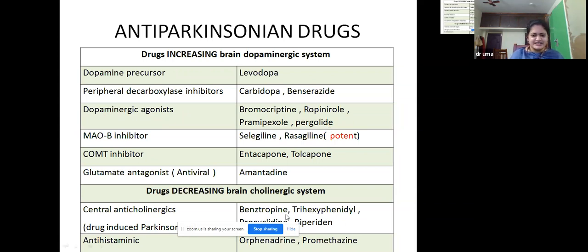And the drugs which decrease the brain cholinergic system are mainly central anticholinergics: benztropine, trihexyphenidyl, procyclidine, and biperiden. These are the drugs of choice for drug-induced Parkinsonism. Central anticholinergics are the drug of choice for drug-induced Parkinsonism. And antihistamines with anticholinergic effects like promethazine or diphenhydramine are also used.